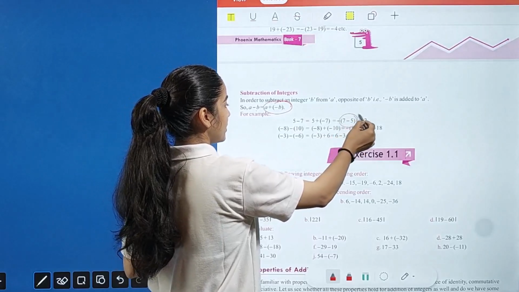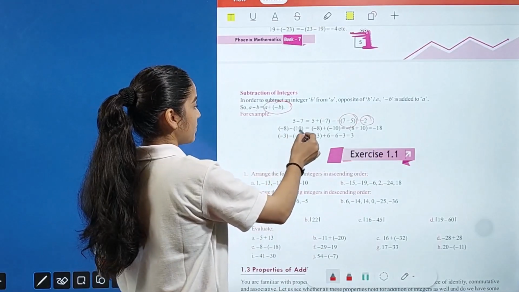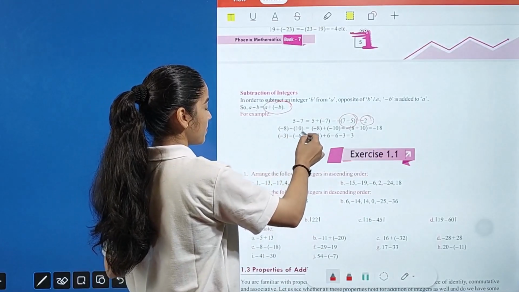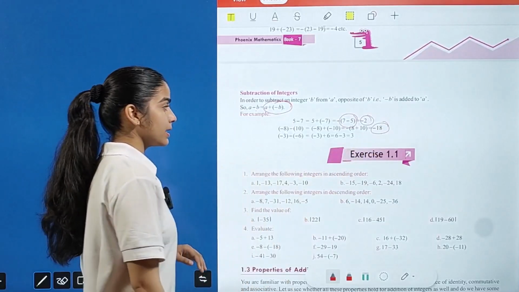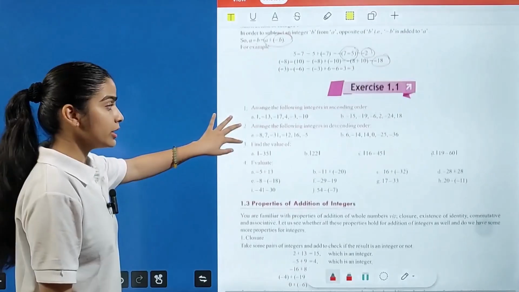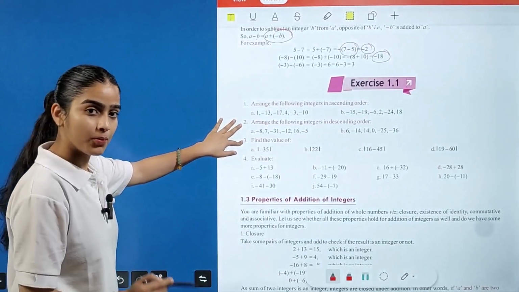So minus 7 and plus 5. So what do you have to do here? You have to get minus 2. That is your answer. Now minus 8 and minus 10. So minus minus is plus. So you have to add them together and put your sign, minus 18. So according to your previous knowledge, now we are going to solve our exercise 1.1.